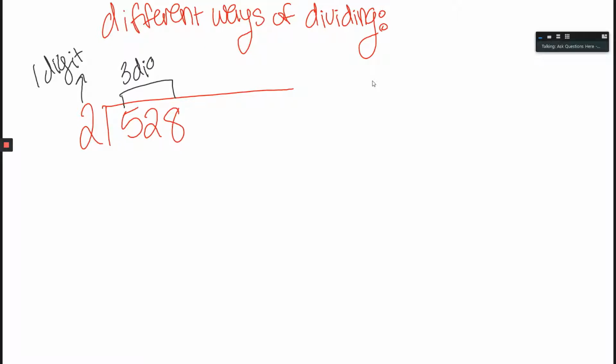So in these cases, what we're going to do is focus on looking at this number, 528, one digit at a time. The reason we're choosing to look at it digit by digit, so 5, then 2, then 8, is because we only are dividing by 1 digit. So I'll show you what I mean. Because we're dividing 528 by 2, we're looking at first the 5 digit. So when we start dividing this number, we're only looking at 5 to start with.